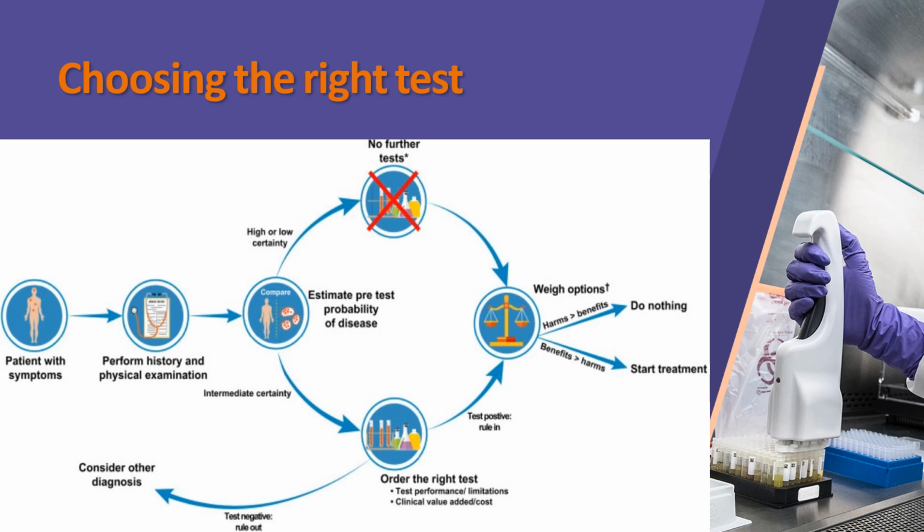the diagnosis. Based on the harms to benefits ratio, if the harms are more than the benefits, do nothing. But if the benefits are more than harms, then start the treatment immediately. If the tests are negative, then rule out the diagnosis and consider other diagnoses. So this is how the pathway of diagnostics takes place during patient care.